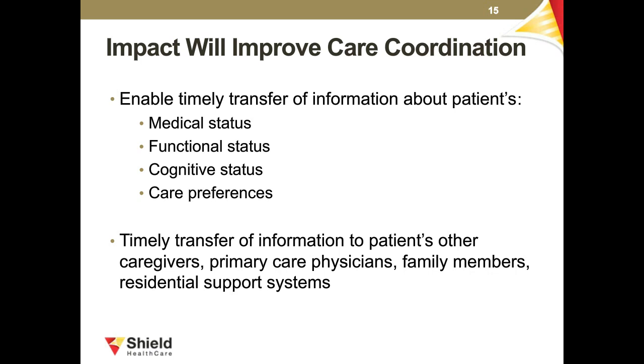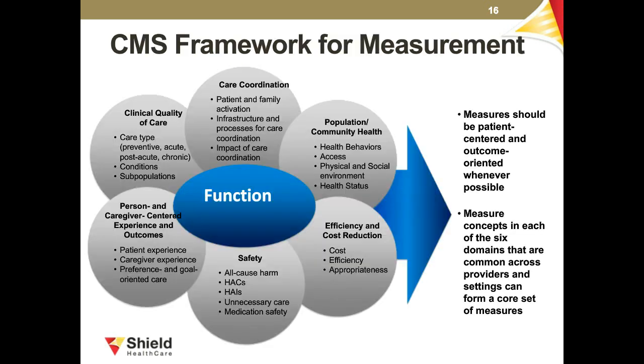So that's a good part of the issue, and we will see that Impact will improve that care coordination by enabling timely transfer of information about the patient's medical status, their functional status, cognitive status, and care preferences. That timely transfer of information to the patient's other caregivers, primary care physicians, family members, residential support systems, and all of us that are participating in this type of program means that the care is of better quality and the patient gets better benefits. Who could argue with that? That's certainly a good thing to have when we want to have it.